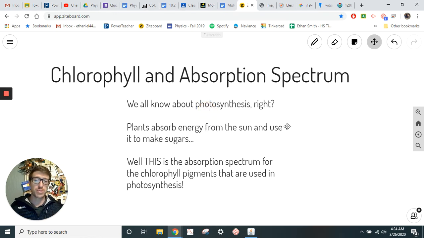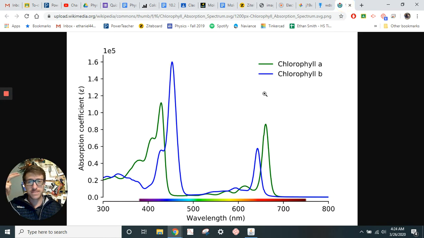This is kind of a cool thing. We all know about photosynthesis. These plants absorb energy from the sun and use it to make sugars. But this is actually the absorption spectrum for the two different types of chlorophyll pigments that are used in photosynthesis. It looks like this. There's chlorophyll A and chlorophyll B.